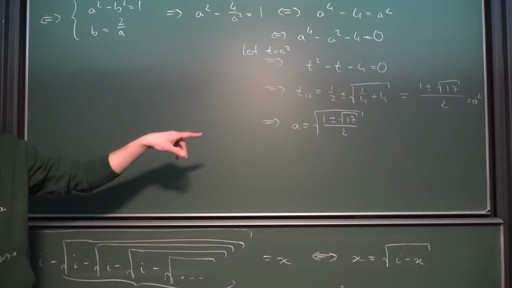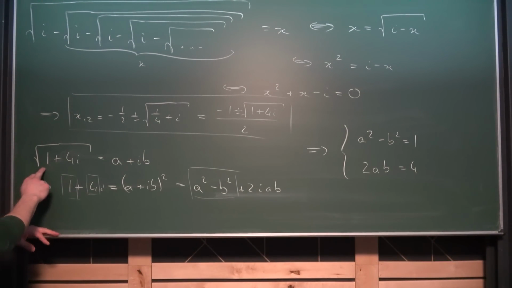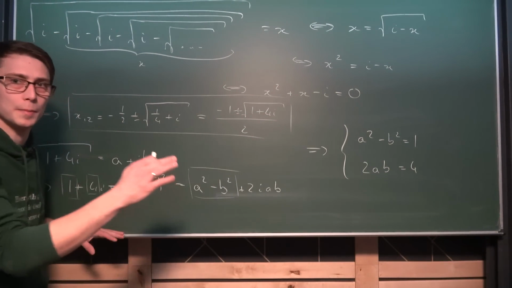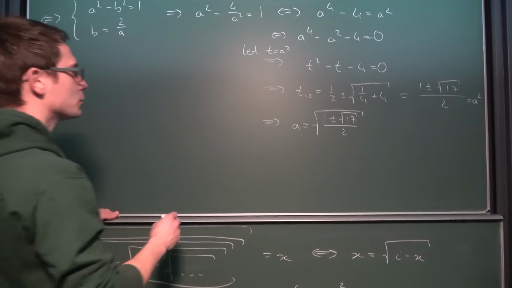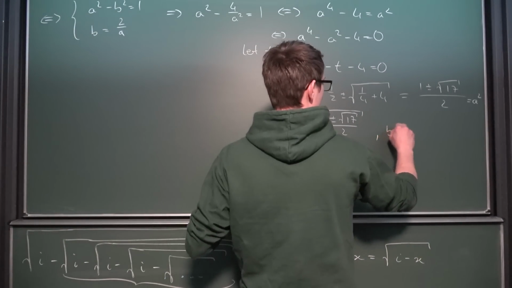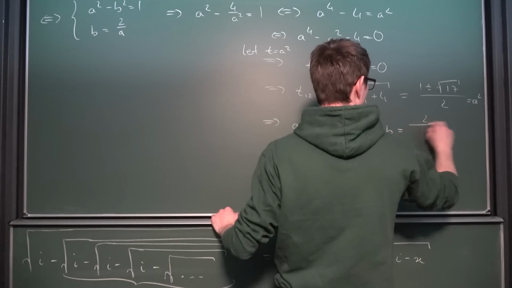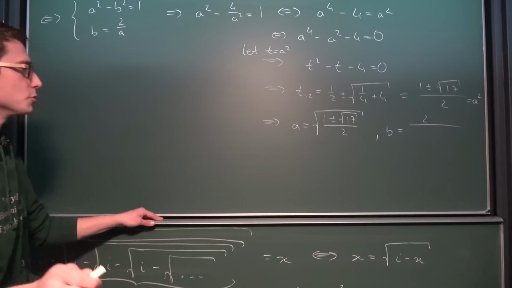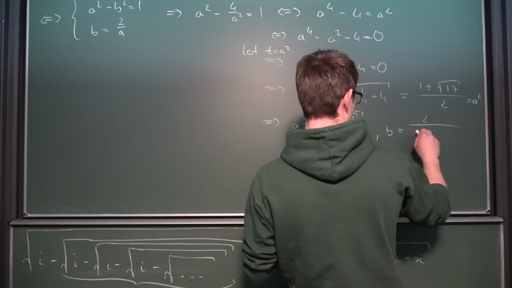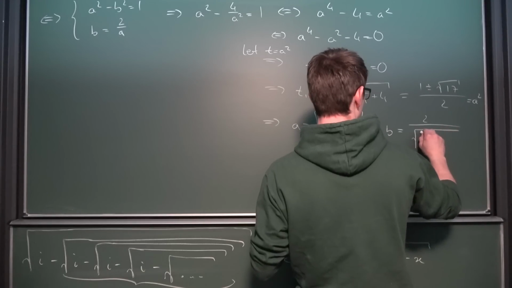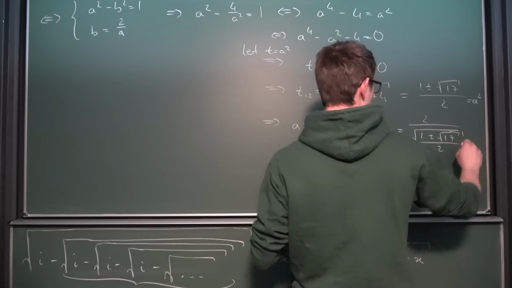And this right here is the real part of our complex number, where our complex number was just 1 plus 4i, by the square root of that. We know what b is. b is equal to 2 over a. So b is hence equal to, not 1 over 2a, 2 over a, 2 divided by all of this right here. So the square root of 1 plus or minus the square root of 17 divided by 2.